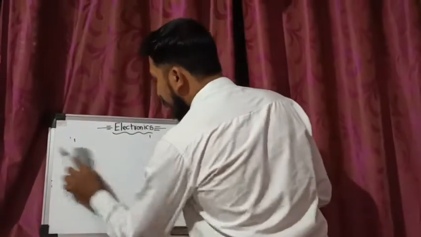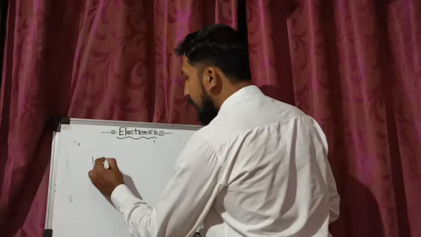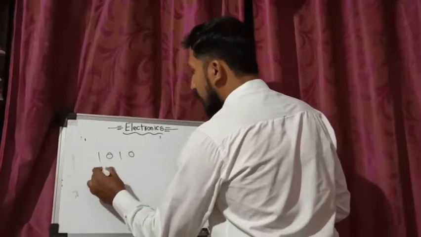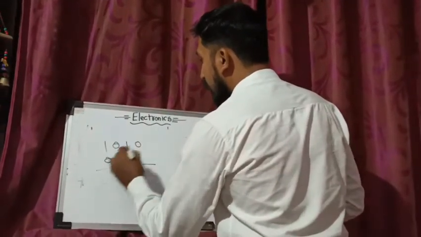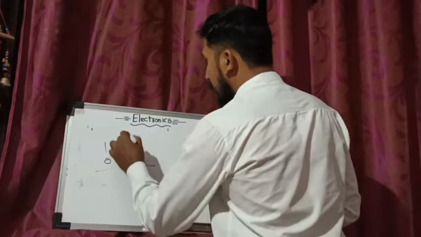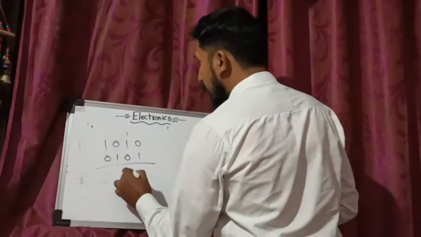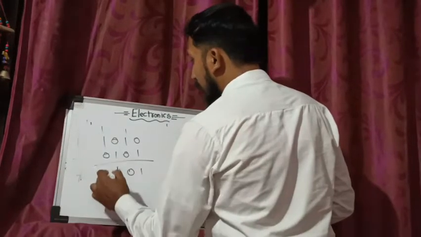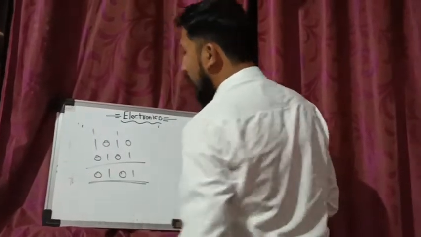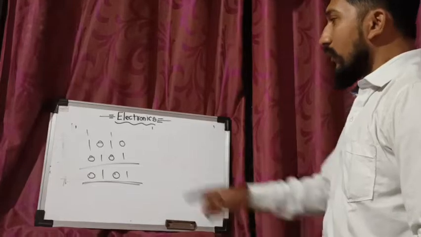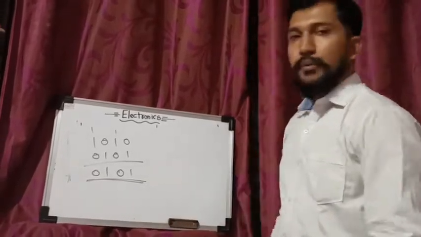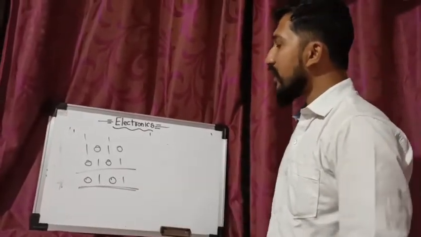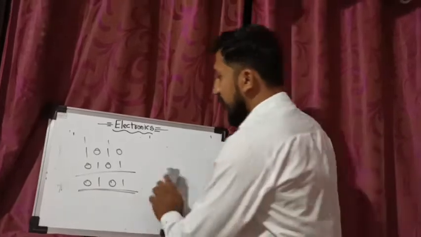We'll take one more example: 1 0 1 0 0 1 0 1. What is 0 minus 1? Difference 1, borrow 1. 1 minus 1, 0. 0 minus 1, difference 1, borrow 1. 1 minus 1, 0. So we have got this. Okay, so this is the technique by which we perform binary addition as well as binary subtraction.